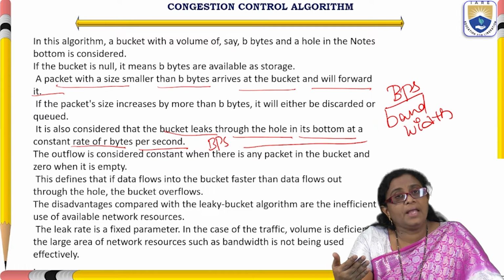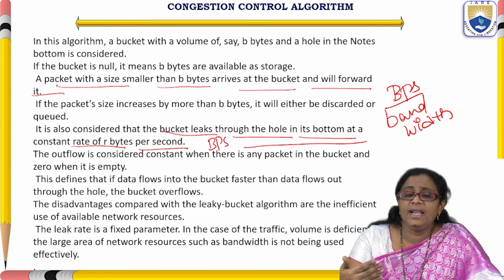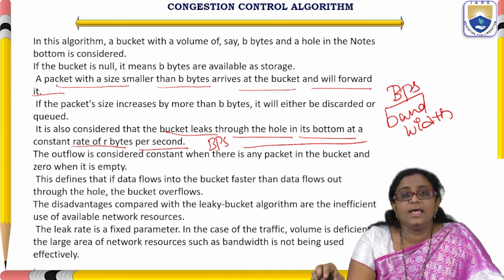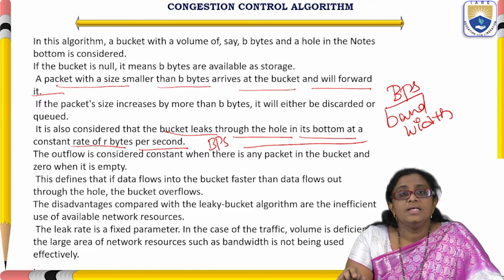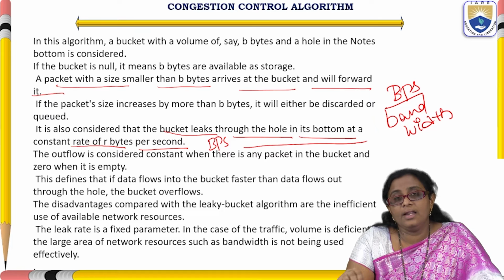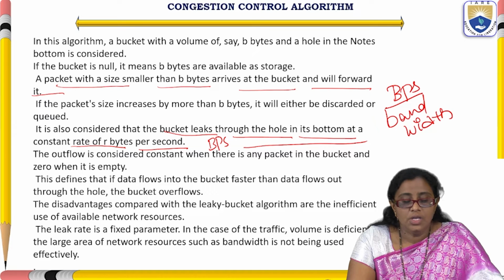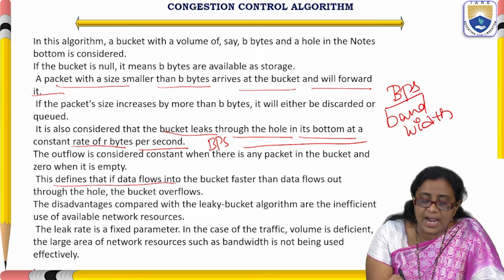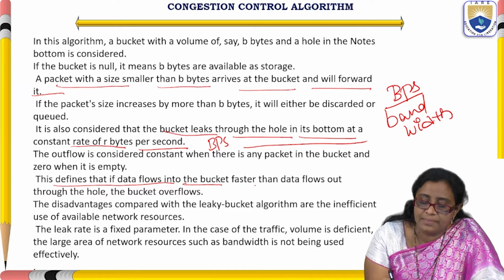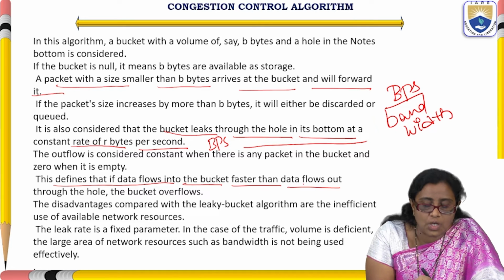Whenever the incoming packets arrive, the bucket automatically discards them, or queues them, or sends the packets in parallel by means of an outgoing mode. Here you can identify one point: this defines that if data flows into the bucket faster than the data flows out through the hole.